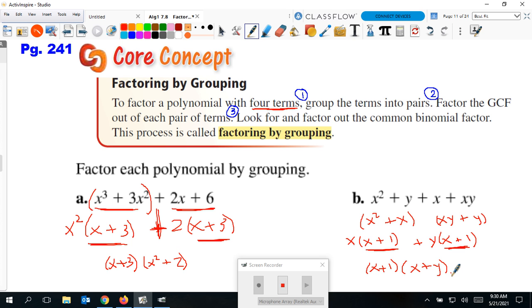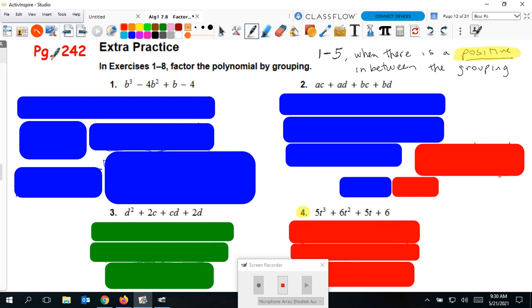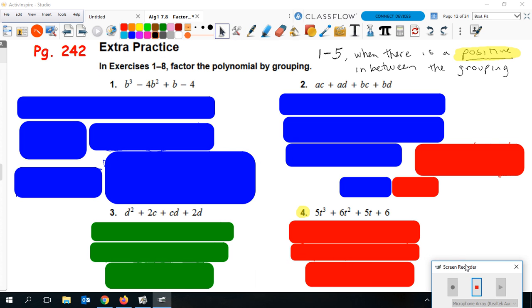Alright, so let's go ahead and give you some more chances to practice this on the extra practice. Let's take a look at this. So on page 242, we'll look at 1 through 4 first here. It says we're going to be factoring by grouping when there is a positive in between the grouping. So 1 through 4 here, you can see that there's going to be a positive in between the grouping here. But then there's going to be a few of them where we're going to see a negative, and that will be our next section.